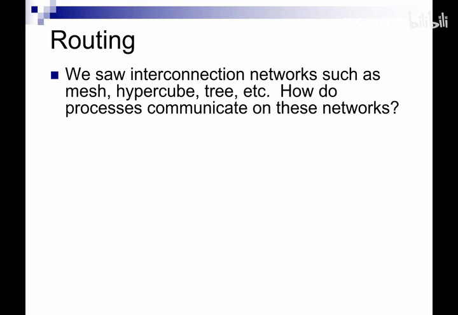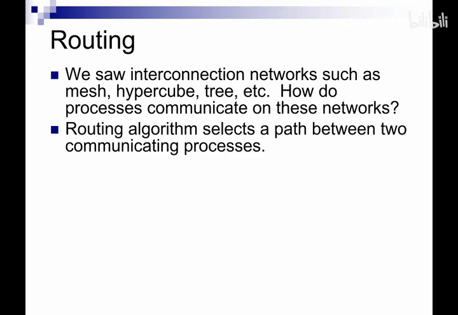So the next thing we're going to look at is how do you do routing in these networks? We've seen different types of networks, such as meshes or hypercubes or trees. If you're in one of these networks, how do you send a message between two processes? We need a routing algorithm which is going to select a path between the two communicating processes.